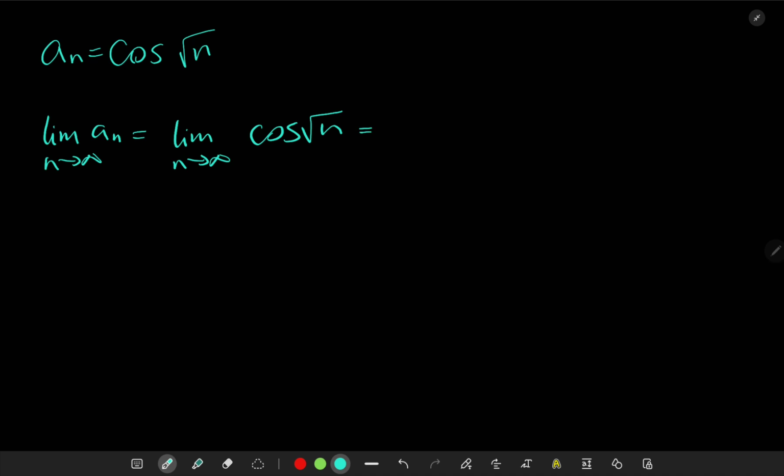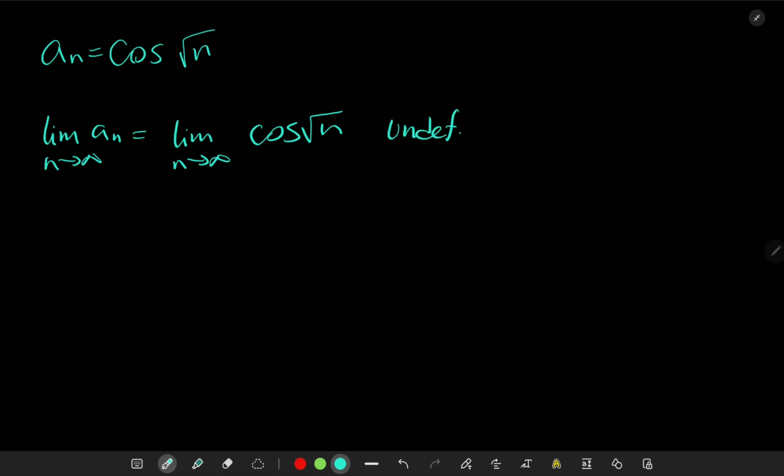And this one right here is going to be one of those that will oscillate, because the cosine continues to oscillate. So as n goes to infinity, this is going to continue to oscillate. And so the limit will be undefined. It's not that it goes to infinity, it just keeps oscillating. So this is going to be undefined.